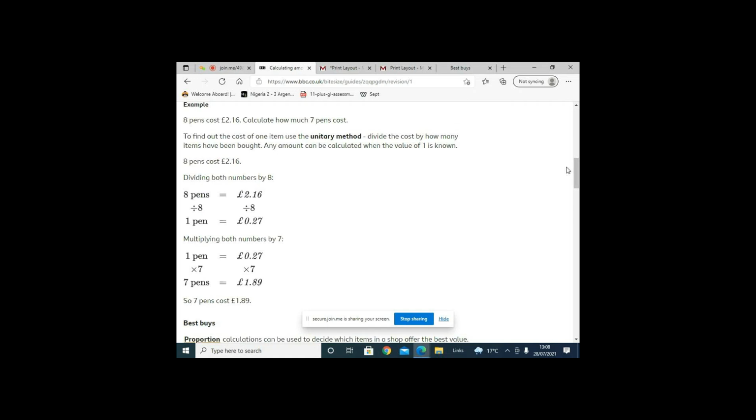So if you now want to calculate the cost of 7 pens, you multiply 27p times 7 to get £1.89. So the cost of pens and the number of pens are proportional to each other. If the number of pens is increasing, the cost of purchasing those pens will also increase. So you can say that they are directly proportional to each other.